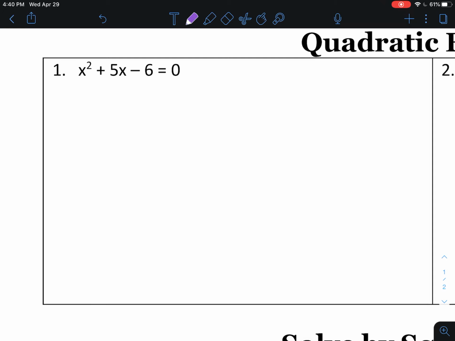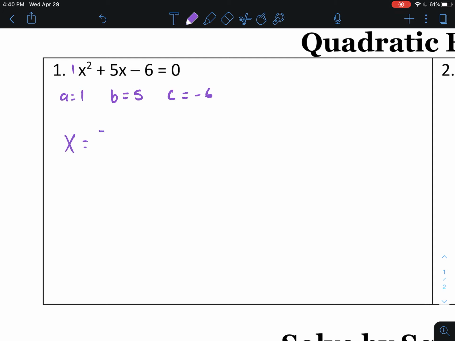The first ones are solved by quadratic formula. So we first need to make sure this is set equal to 0. It is already, so we don't need to move anything. But we do need to figure out that A is 1, B is 5, and C is negative 6. Once we know that, then we can plug it into our formula.